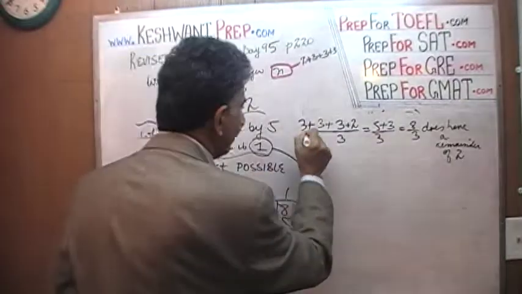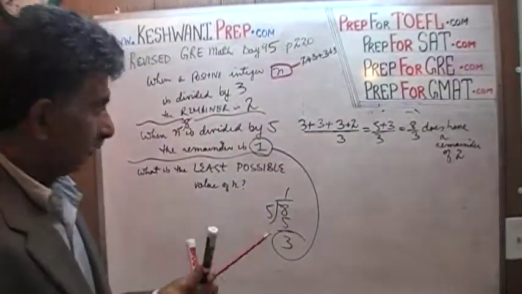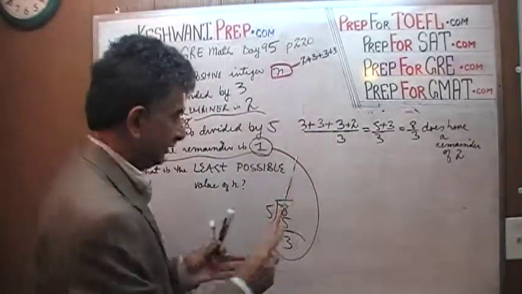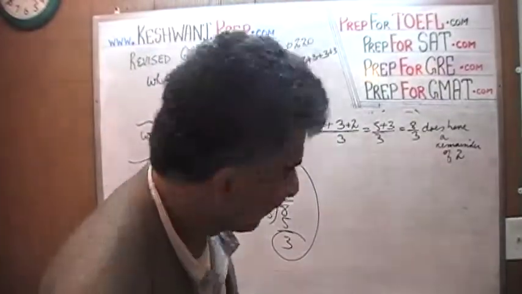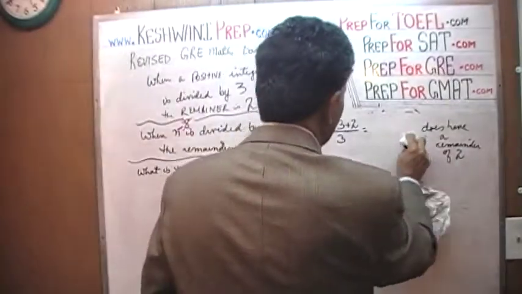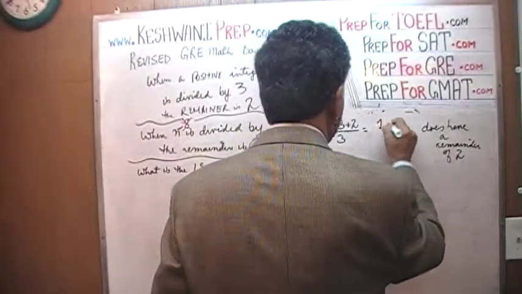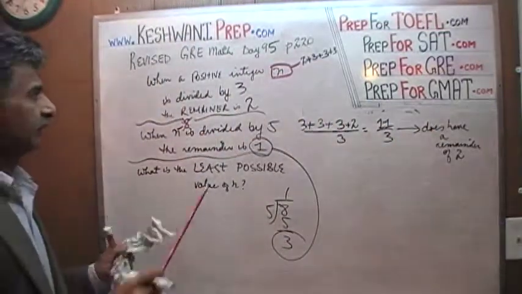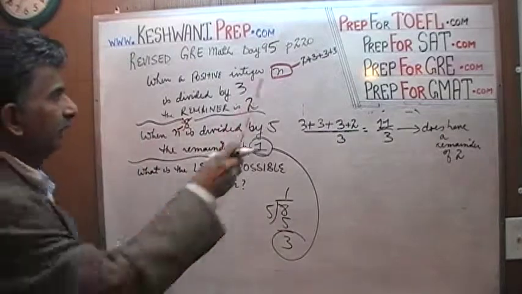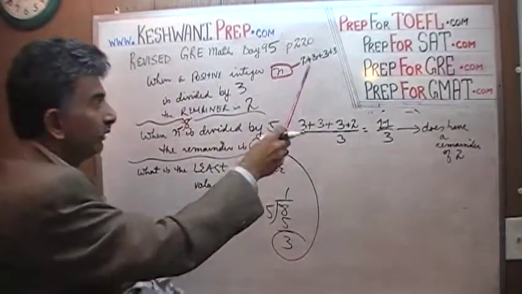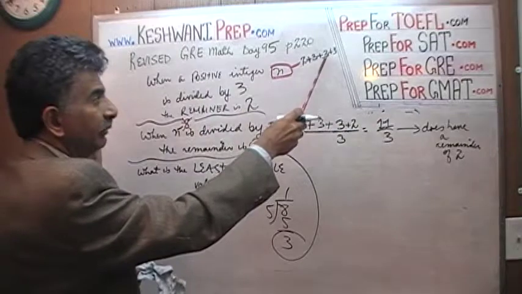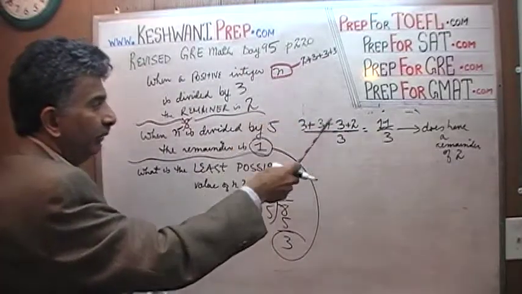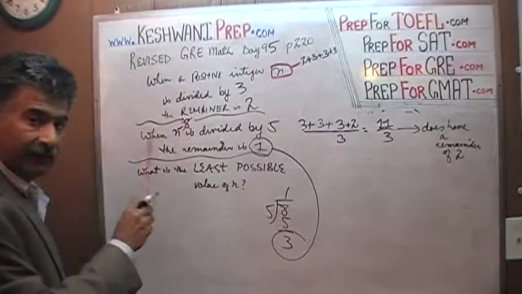So now we have 3 plus 3 plus 3, which is 9, plus 2, which is 11, and 11 divided by 3 gives us a remainder of 2. So that takes care of the top part. We started out with 2 plus 3, then that didn't do the job, so we added another 3 to go one more round, then we added one more. So now we have 9 plus 2, which is 11. Let's see if 11 does the job here.